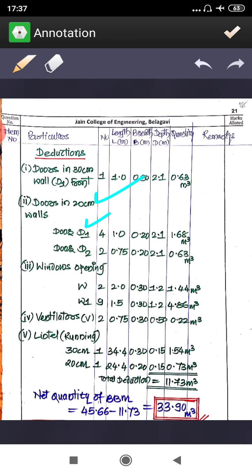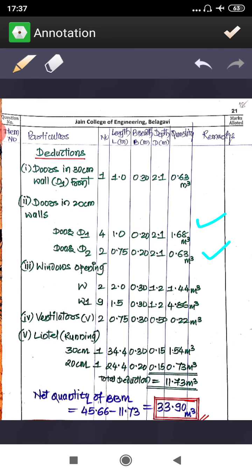So for D1, 4 numbers, the size is 1 meter into 2.1 height, but the D1 is in a 20 centimeter wall, so I have taken width as 0.2. So the quantity is 1.68. Similarly here, two numbers of D2, 0.75 into 0.20 into 2.1, it is 0.63.